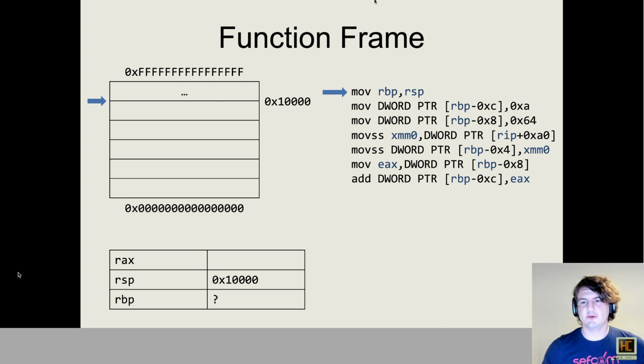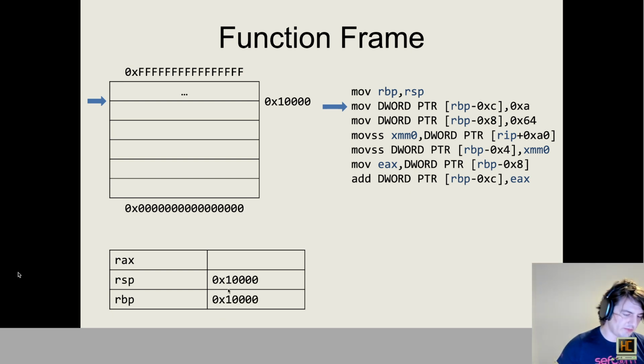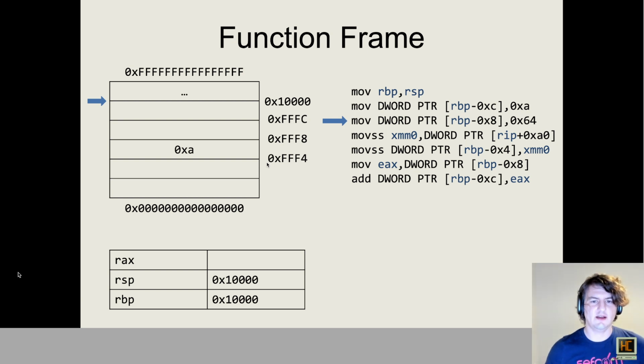The very first thing we're doing is moving RSP into RBP. So now we didn't know before what RBP is. Now we know it's the exact same value as RSP, in this case hex 10,000. The next thing we're going to do is move A into RBP minus C. So we take RBP, which is 10,000, subtract hex C from it, and then copy A into there. So that goes into FFF4, right? That should be C down.